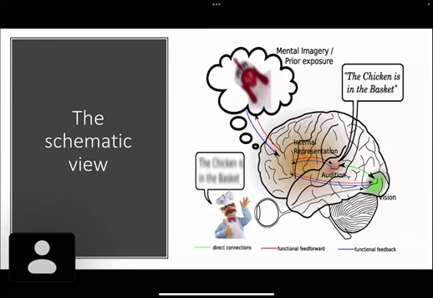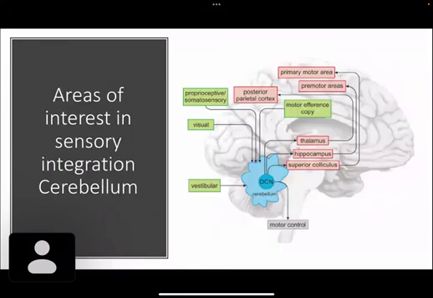so the schematic view. Areas of interest in sensory integration: cerebellum, thalamus, hippocampus, paramotor area, premotor area, posterior cortex, posterior parietal cortex. Vestibular input comes, visual input comes, proprioceptive input comes, motor efference copy comes, and these are the outputs.